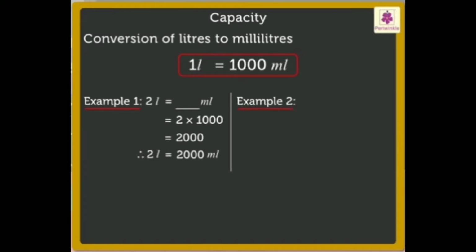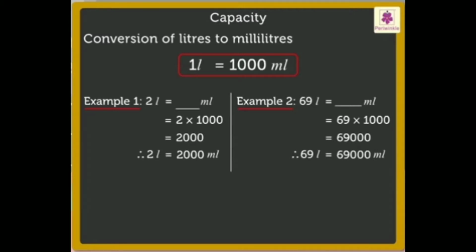Next, coming to example number 2, convert 69 liters to milliliters. So the same way we have to multiply it by 1000. So 69 into 1000 gives us 69,000. Therefore 69 liters is equal to 69,000 milliliters. So this is a way of conversion.